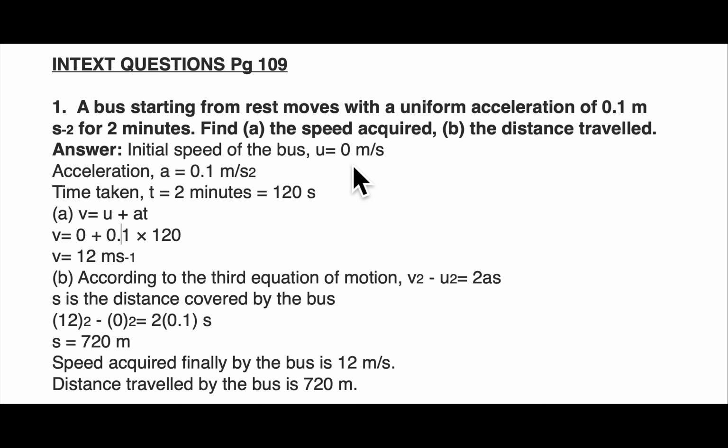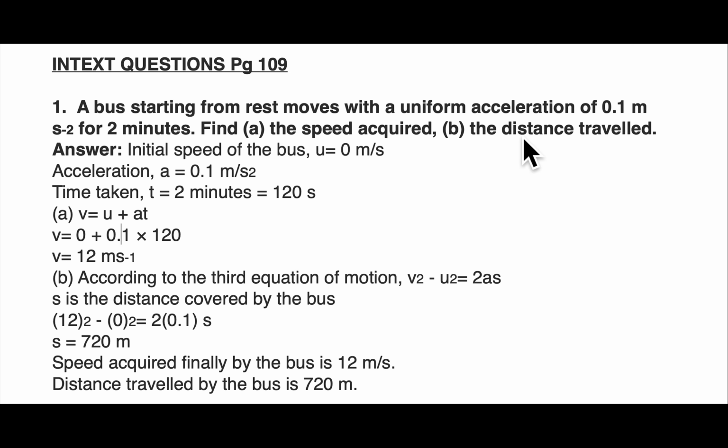In this we will be using all the three equations of motion. Whichever is suitable, we will use that. First, initial speed of the bus means initial velocity U. It is starting from rest, so u will be 0. Acceleration is given to us, 0.1 meter per second square, and time taken 2 minutes means 120 seconds. By using the first equation of motion, v is equal to u plus at. All these three equations of motion will be used as formulas for numerical problems. So v is equal to u 0 plus a 0.1 multiplied by 120. When you simplify, you will get 12 meter per second.